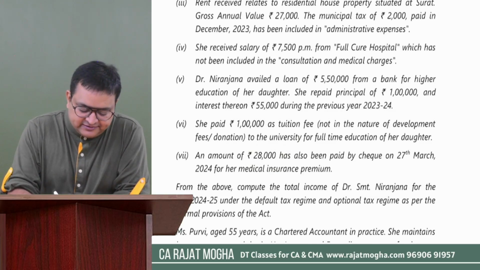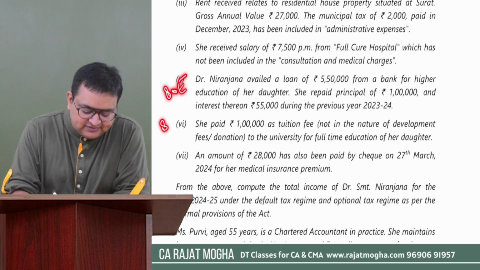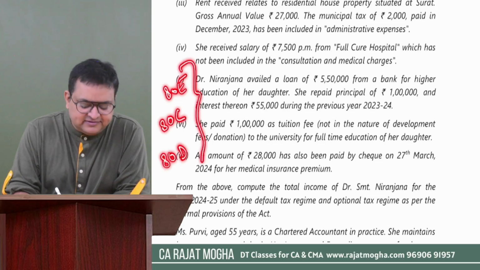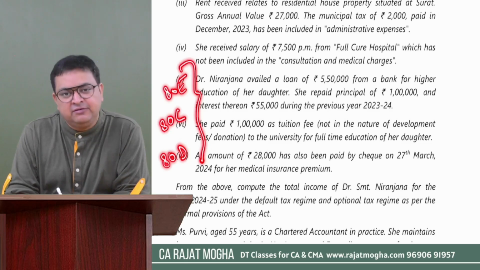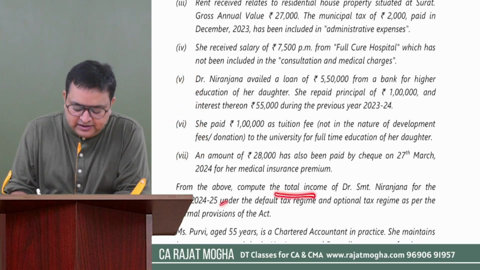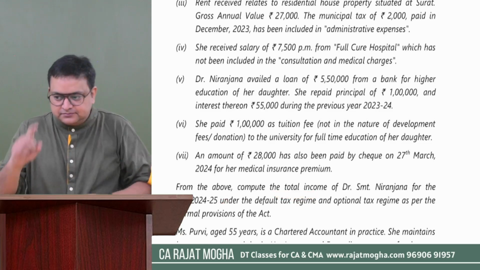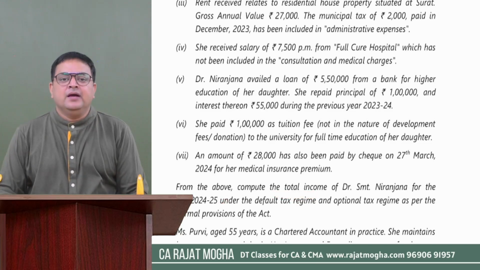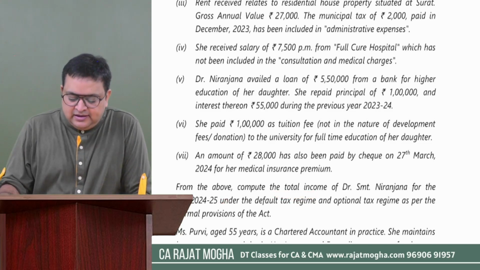Okay, so we have deductions under section 80E, 80C, and 80D also. But these 3 deductions will not be available under default. They will be available only under optional scheme. And now we have to compute the total income by using both the methods. Now, this is something which is important. So how will you proceed?